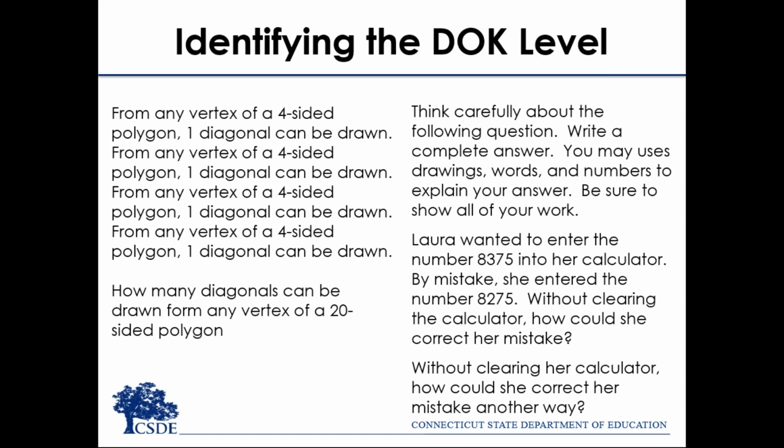And then the question was restated. Without clearing her calculator, how could she correct her mistake in another way? These two problems, although both word problems, are at different DOK levels. The first one is a DOK level 1 because had the pattern been established, it was a simple pattern that could then be applied to a 20-sided polygon. It was an easily recognizable pattern that didn't require much processing.